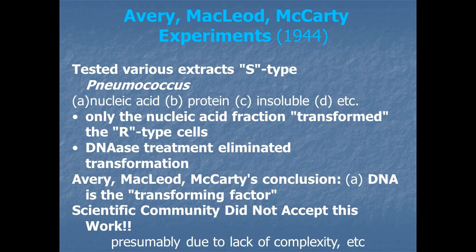So he tested various extracts of S type, the same pathogenic strain of pneumococcus. So they extracted nucleic acid, protein, insoluble fractions, etc. Only the nucleic acid fraction transformed the R type cells. The DNA treatment eliminated the transformation.